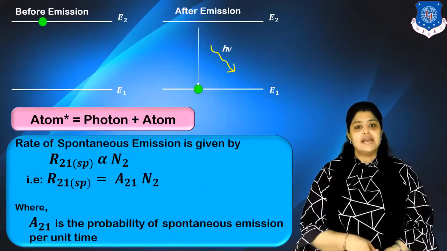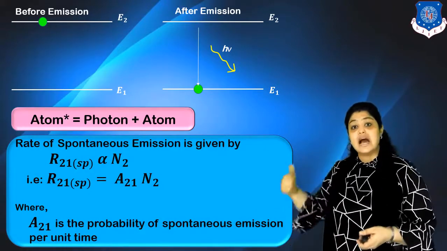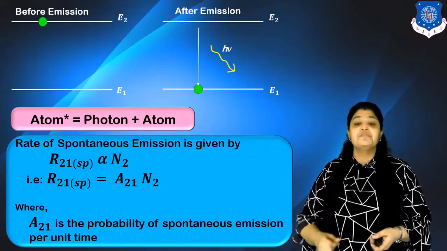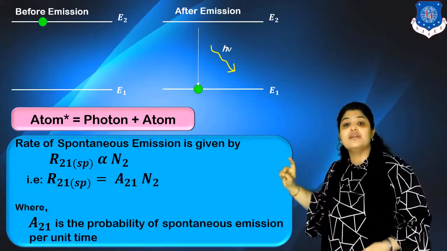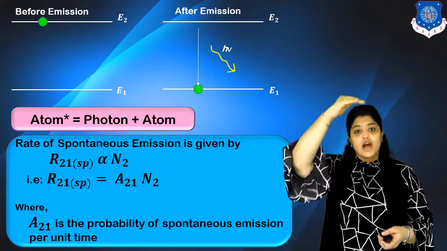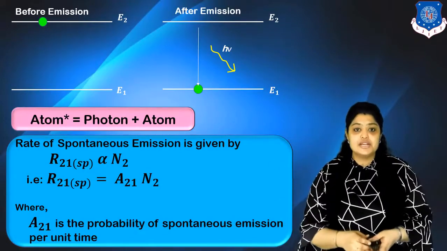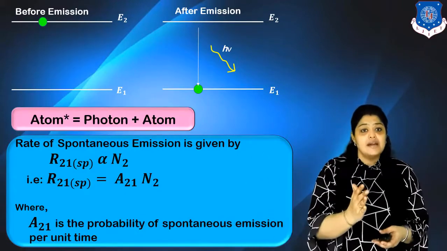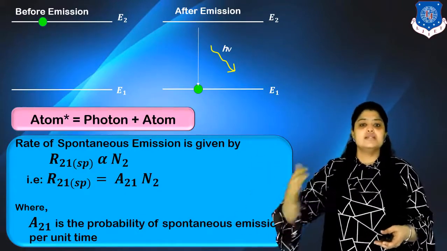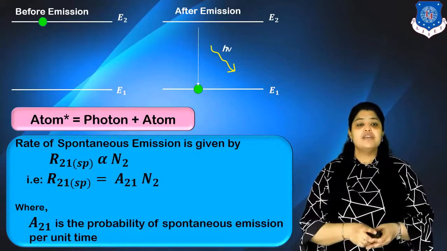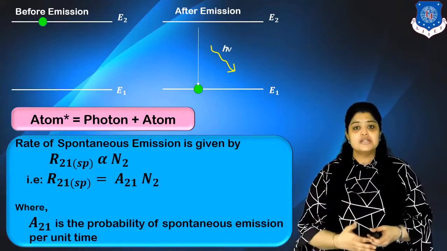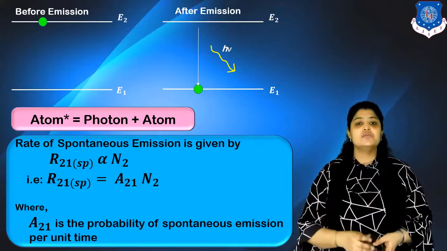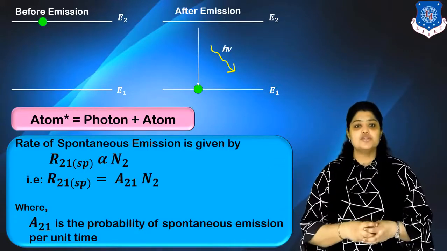I can define the rate of spontaneous emission as R21 spontaneous. Instead of spontaneous we denote SP, and that depends upon N2 only. It only depends on how many atoms are present in the higher energy level. If one atom is present, one will come down releasing a photon. If 100 atoms are present, 100 will come down releasing 100 photons. And so we are defining a proportionality constant A21, which means from 2 to 1, and this is known as the probability of spontaneous emission per unit time.